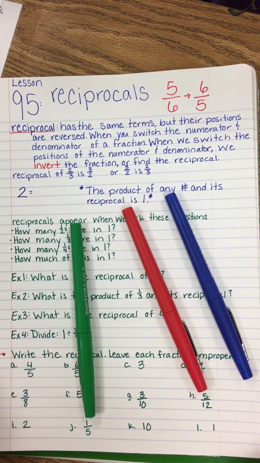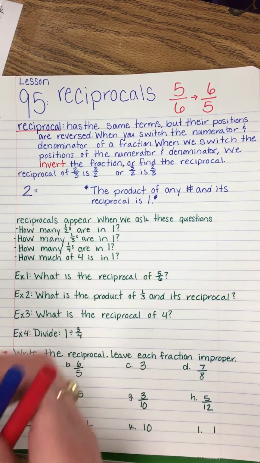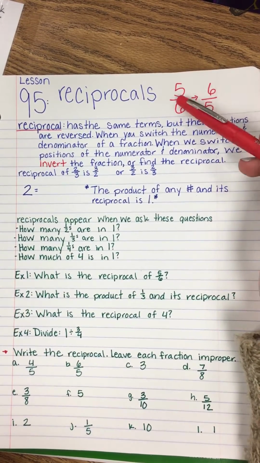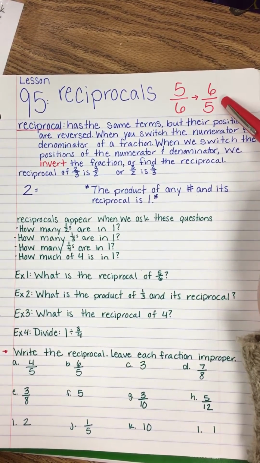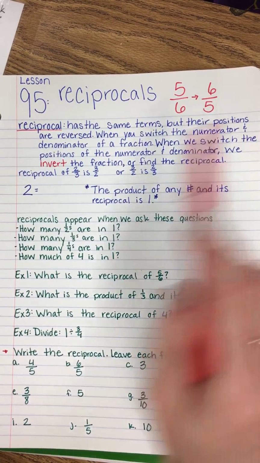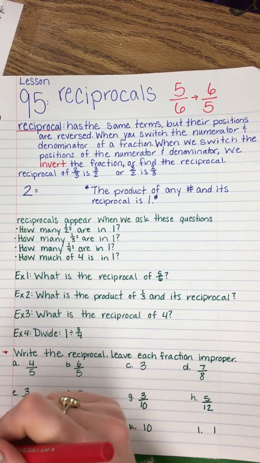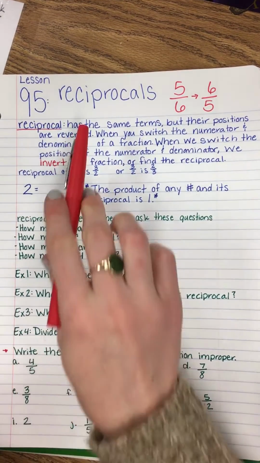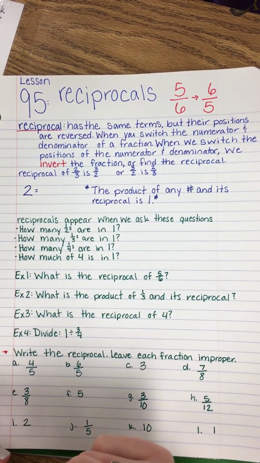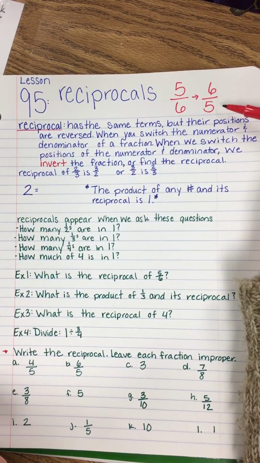Lesson 95 is all about reciprocals. And I have written the reciprocal right here, 5/6. The reciprocal is 6/5, to give you a clue about what reciprocals are. And then I've given you the definition, so it's a big clue as to what reciprocals are. It says reciprocal has the same terms, notice, but their positions are reversed.